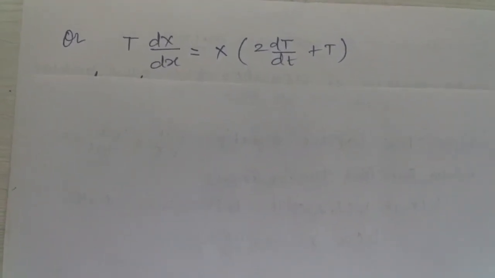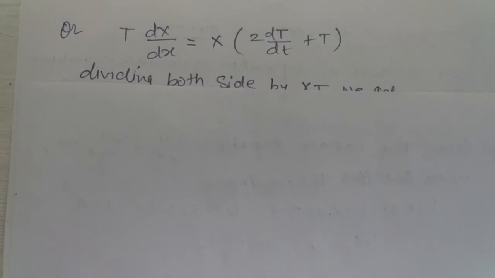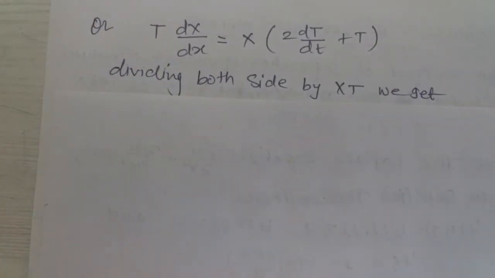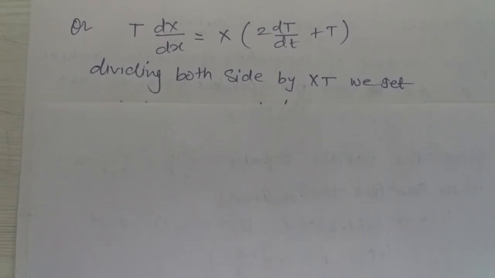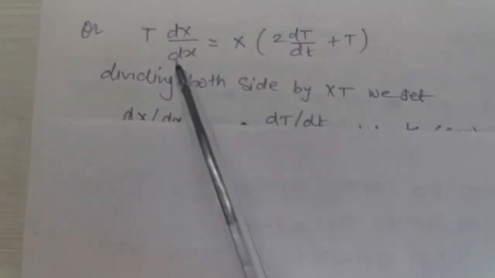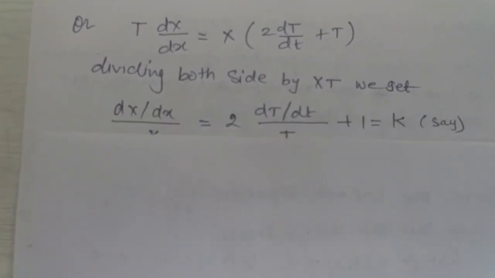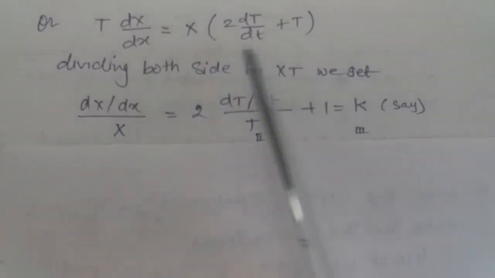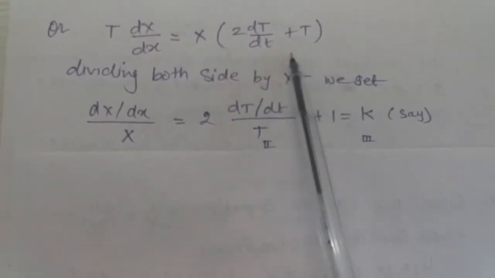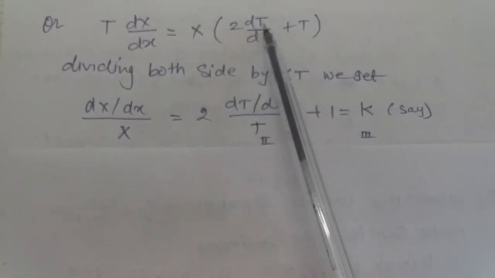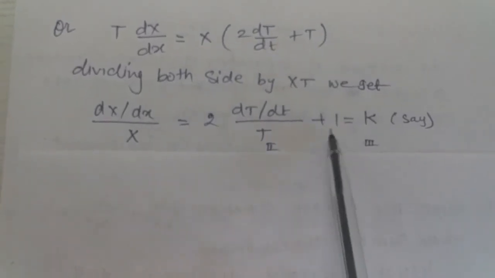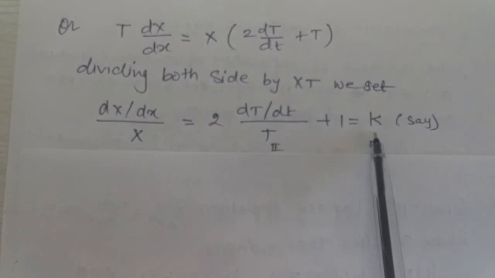Now we have to separate the variables. So we divide this expression by capital X into capital T. So when we divide by XT, we get dX by dx divided by capital X equal to, here capital X is cancelled, so we divide this by T, we get 2 times dT by dt upon capital T plus, here T cancels, so we get 1, equal to k.